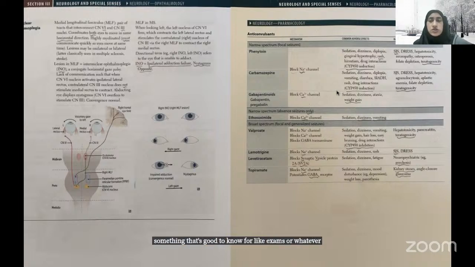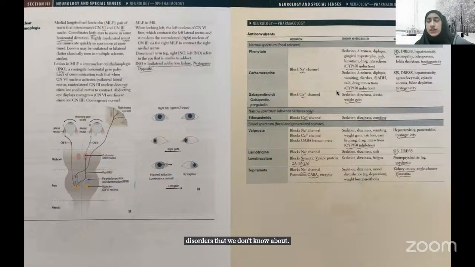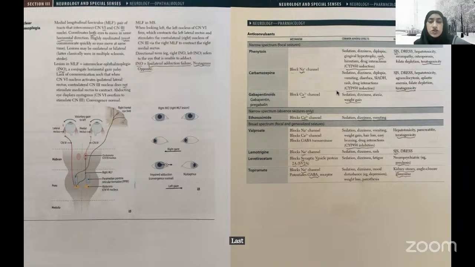This drug also has the common side effects like sedation, dizziness, fatigue, but now there's a very important serious side effect, which is that it can cause psychosis. So we have to be very careful in administering this drug, especially if the patient has any psychiatric disorders that we don't know about. That's why it's really important to take a complete history, just so we don't make any mistakes from our side.